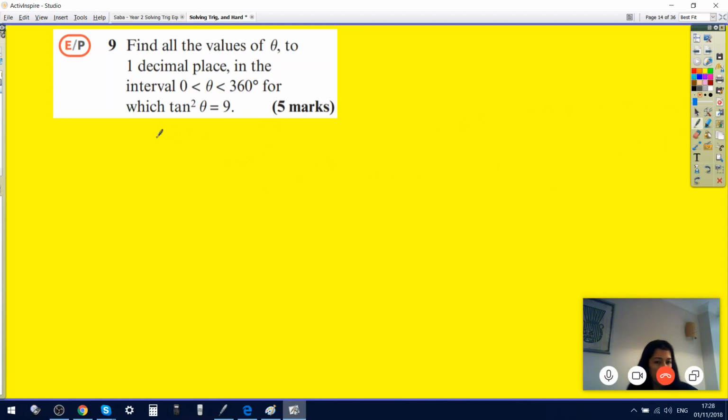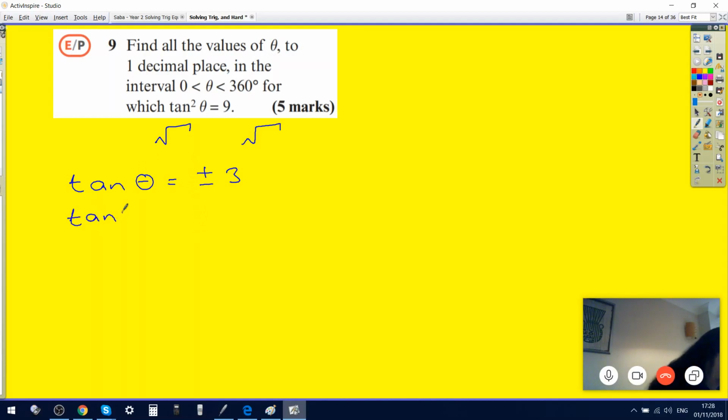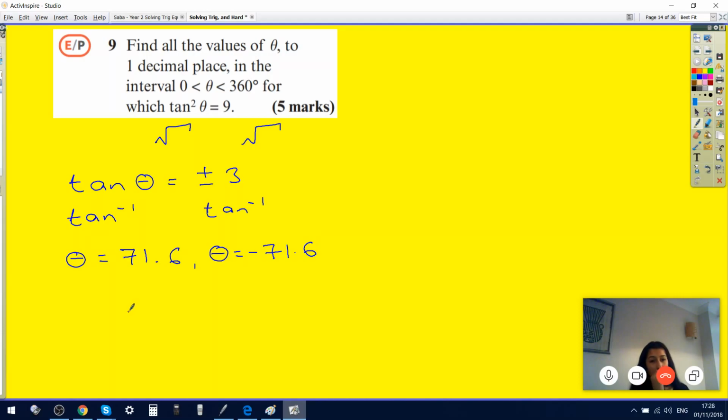Square root, so you get tan theta equals... Tan theta equals what, sorry? Tan theta equals plus minus 3. Yeah. And then do tan minus 1 of plus 3 first, and then do the other one. Okay. Tan minus 1 of 3 is 71.6, to how many decimals? One decimal. 71.6. And then tan minus 1 of minus 3 is minus 71.6.